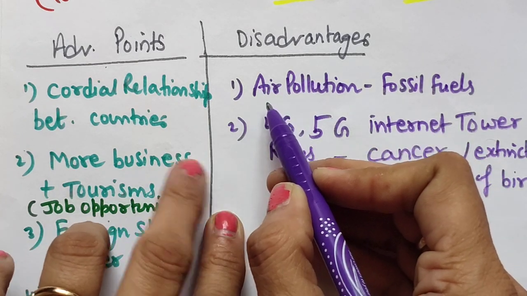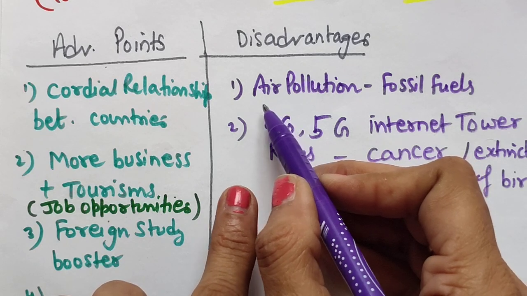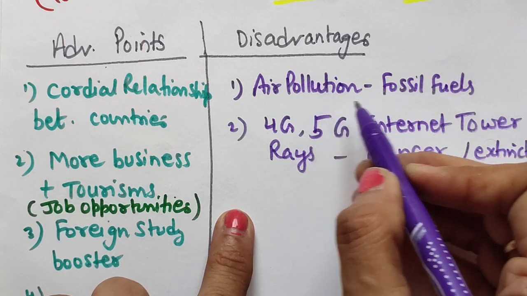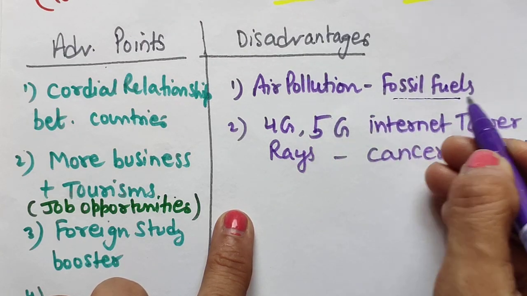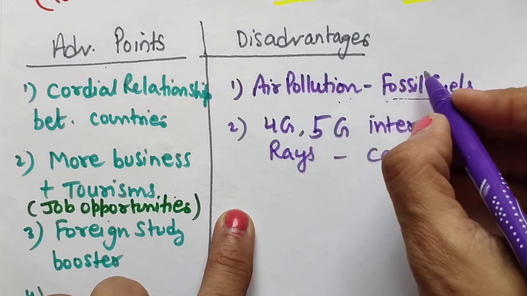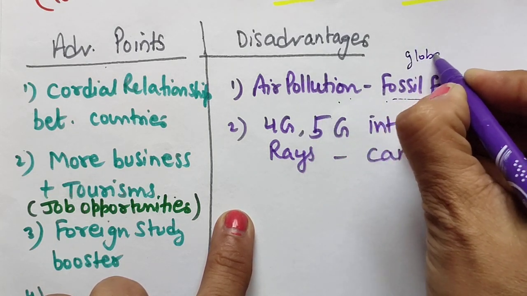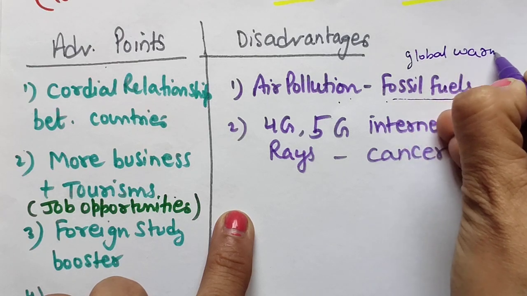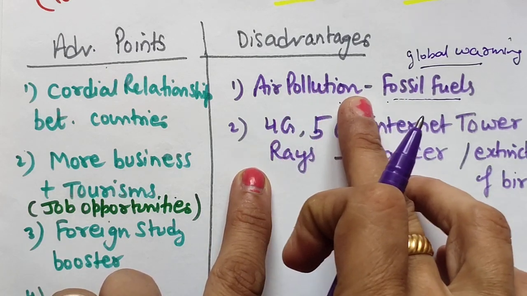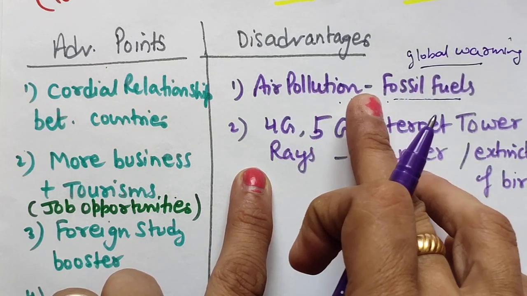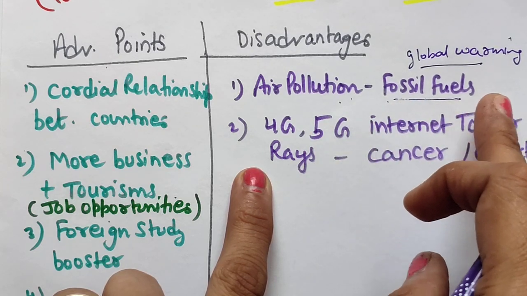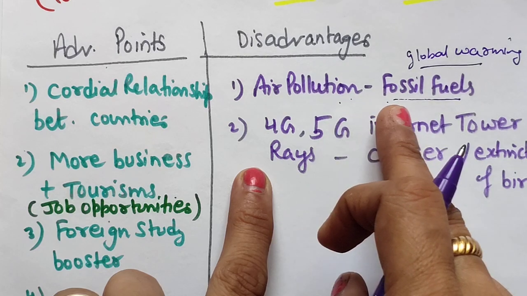The first disadvantage that comes to my mind is that the pollution level is increasing because of more flights. They are using fossil fuels like diesel, petrol and all. And of course air pollution is going up, and because of air pollution we are having global warming. Okay, global warming. And of course, this air travel will boost the tourism industry. For that, natural sceneries will be destroyed in those main important tourism countries.